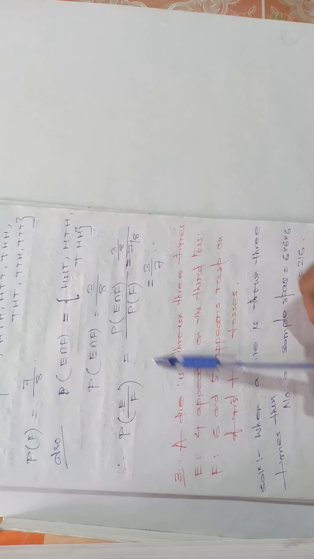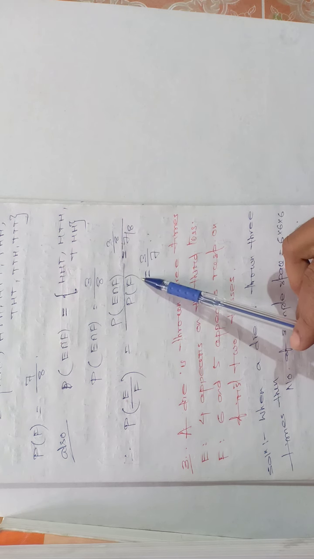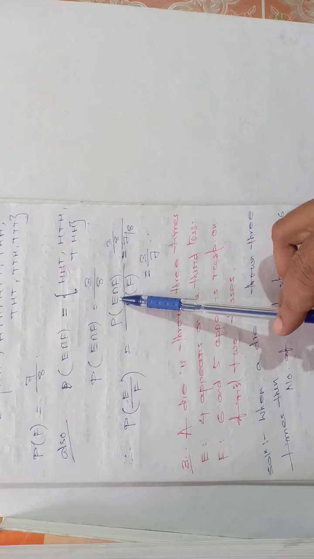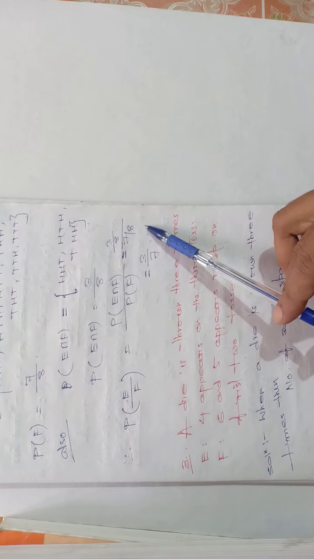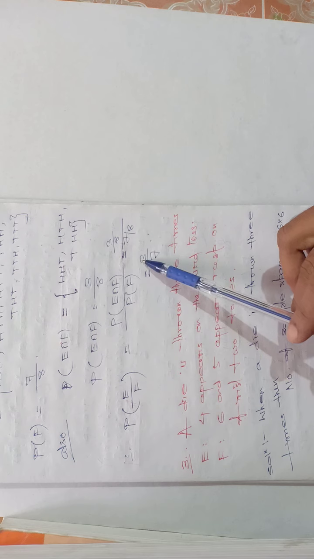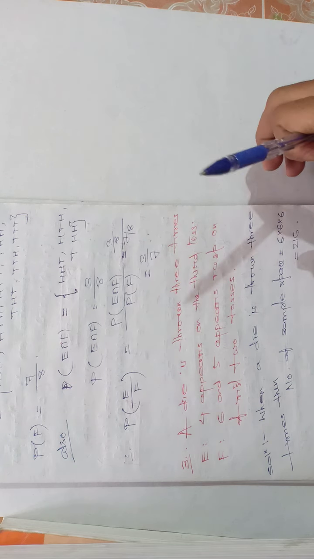Now we have to find P of E given F. So P of E given F will be P of E intersection F by PF. P of E intersection F we have got 3 by 8, and PF we have got 7 by 8. So the 8 cancels, and the answer is 3 by 7. So this is the answer of this probability. Students, I hope all of you are getting it.